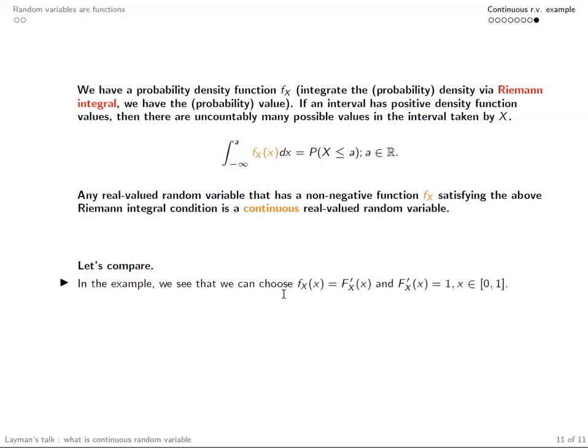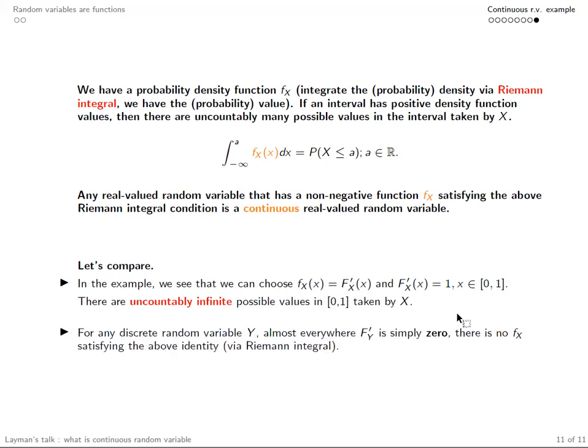So in the example, we see that we can choose f_X equal to the first derivative of the CDF function, which is simply 1 for all the values from the 0, 1 interval. And there are uncountably infinitely many possible values in 0, 1 taken by X.